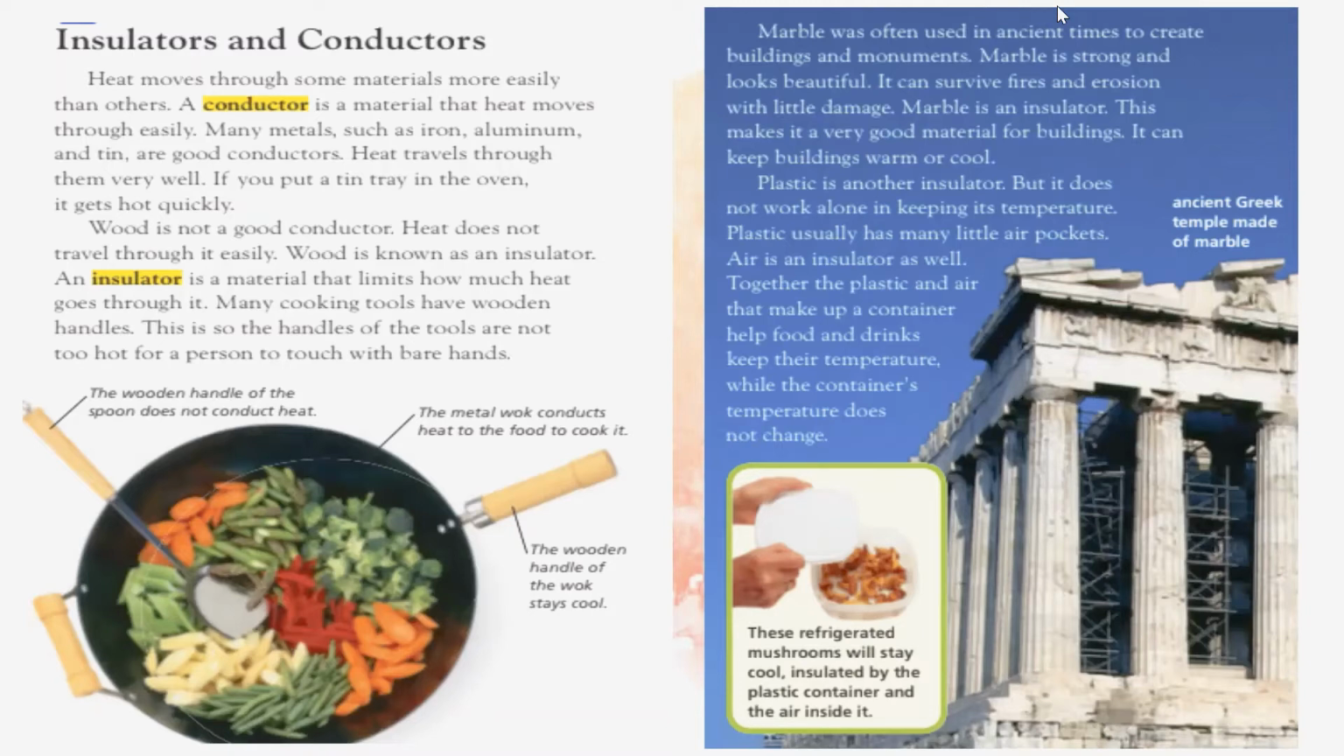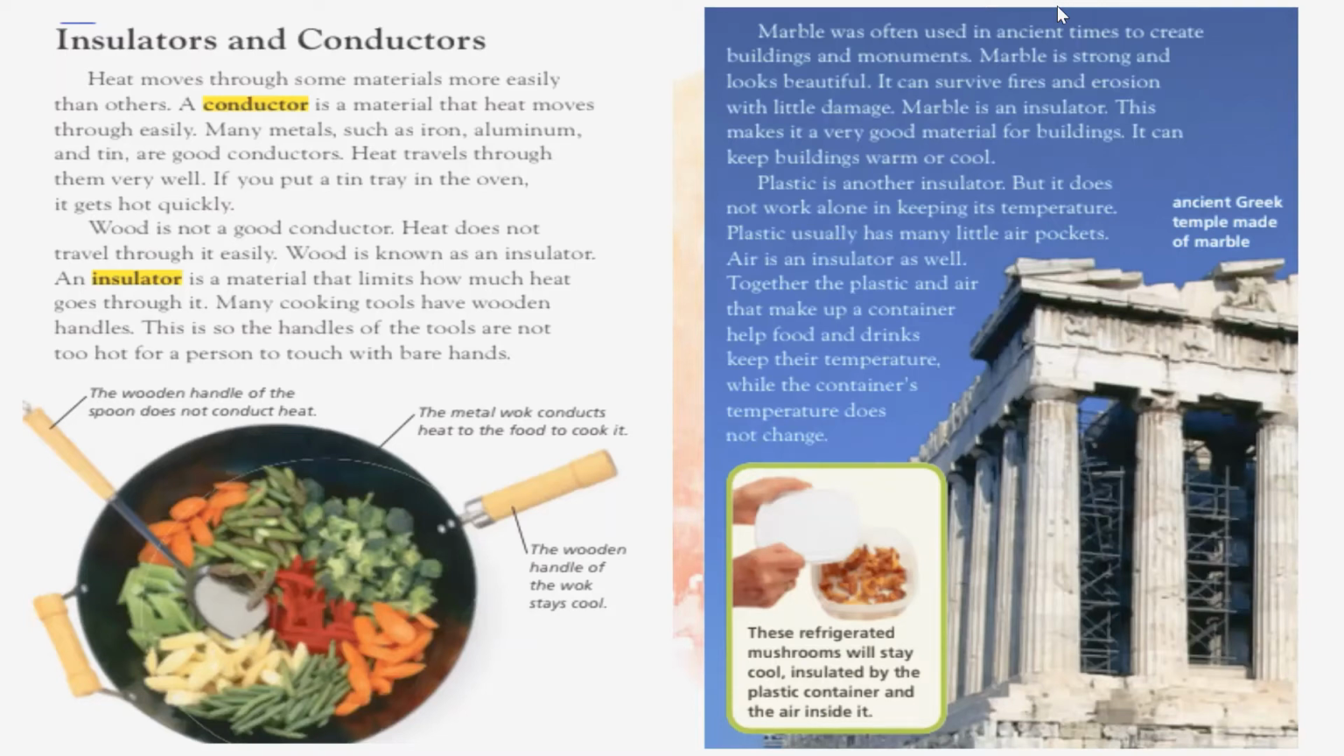Wood is known as an insulator, or you can call it a poor conductor. An insulator is a material that limits how much heat goes through it. Many cooking tools have wooden handles, like the one on the board. This is so the handles of the tools are not too hot for a person to touch with their bare hands.